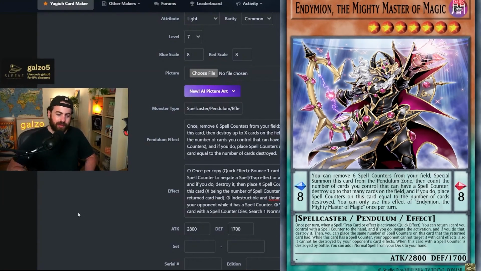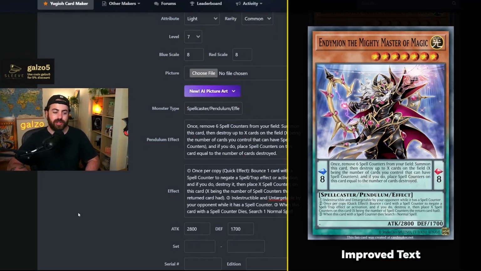Once per copy, quick effect, bounce one card with a spell counter to negate a spell or trap effect or activation, and if you do, destroy it. Then place X spell counters on this card, X being the number of spell counters on the returned card. Indestructible and untargetable by your opponent while it has a spell counter. This should probably be effect number 1. When this card with the spell counter dies, search one normal spell. This is also good for comprehension here.